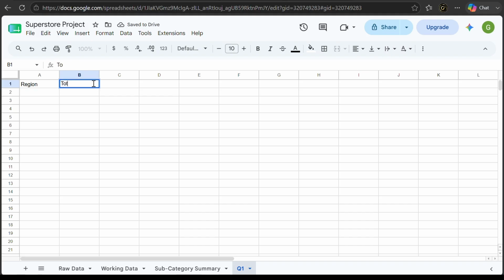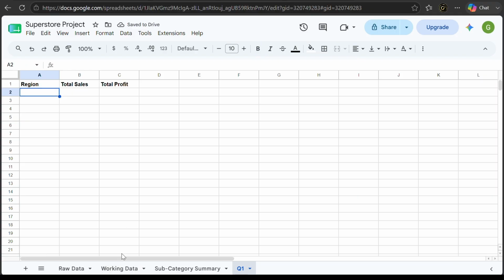Next, we're going to type total sales. I'm going to type total profits. So next we are going to try to type in all the regions that we have. First of all, I think I would like to make all of this bold. Control B. Now, what are the regions that we have?